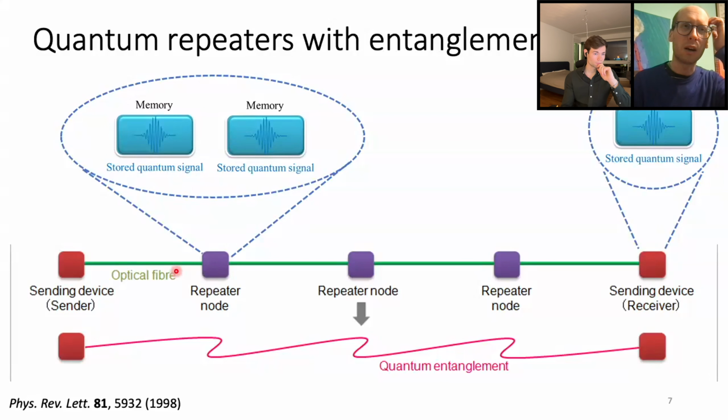But here we were overcoming that by saying that they don't all need to succeed in the same round, because the repeaters have memories, and some of those that already received the photon can store it while still waiting for the ones that didn't receive it. So that was the original approach.